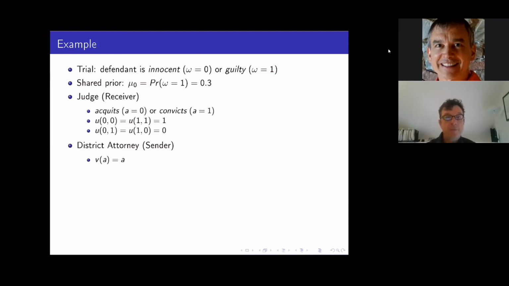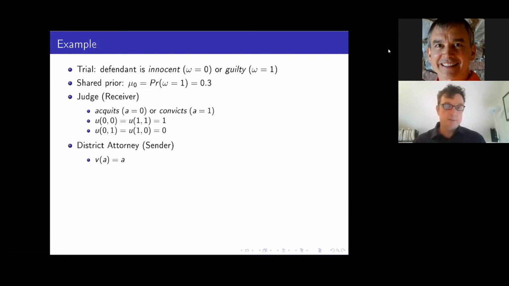Okay. These are big words and big plans. So let's start with a simple example that should make you familiar with the sender-receiver environment that we're setting in, and also with the role that information can play within it. The example is one from law and economics. We think about a trial where there is a defendant that can be either innocent or guilty. State 0 represents his innocence, and state 1 represents his guilt. There's a shared prior, which simply says that the likelihood that any arbitrary defendant is guilty is 0.3.